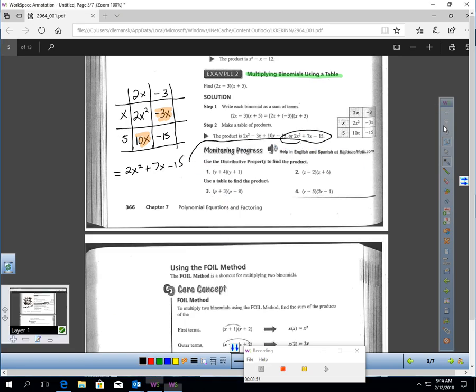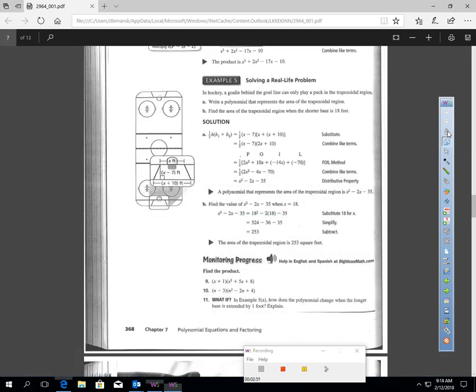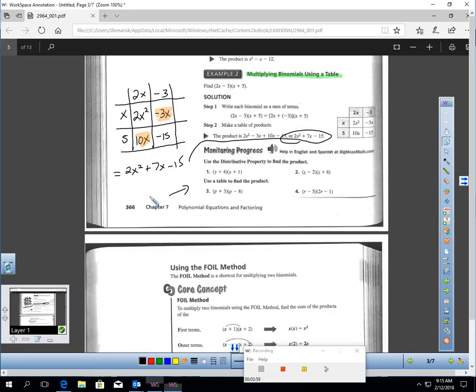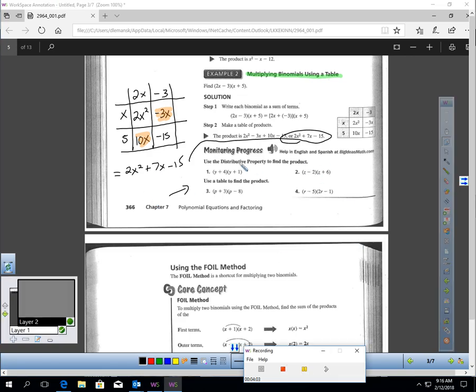What I would like you to do is pause the video and try these 4 questions. And we're back, and you should have gotten these responses when you use the distributive property or you use a table to find the product. Those 4 responses. If you're not getting those, make sure you ask in class.